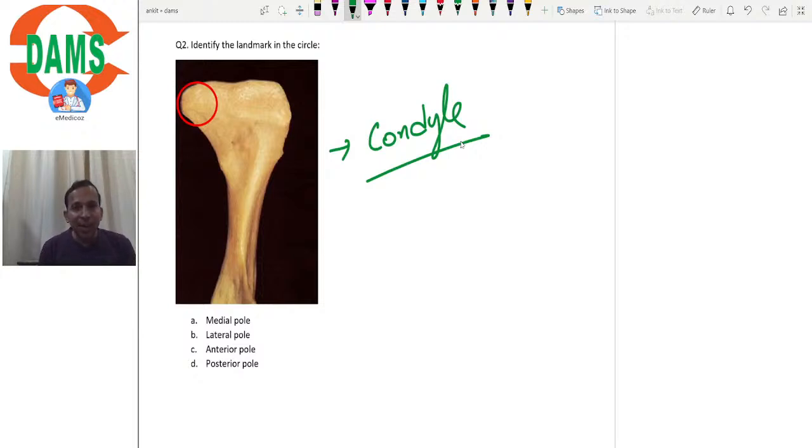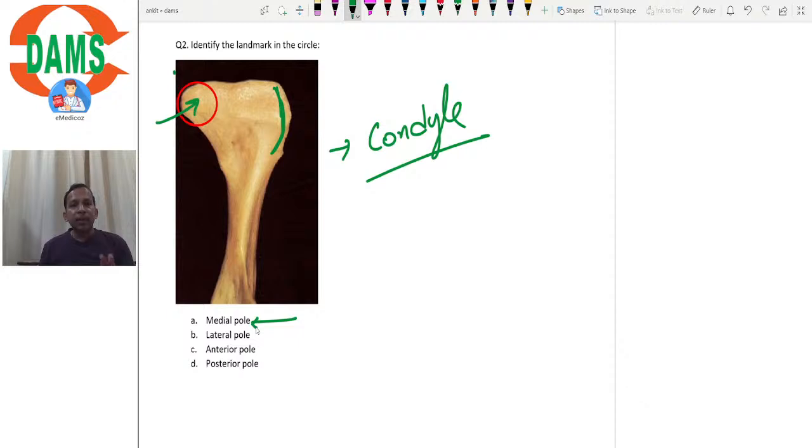So look at this diagram clearly and recall what we have studied in the class. Which pole of the condyle is the most prominent? We have studied in the class that the medial pole is the most prominent pole of the condyle. You can see here that the pole marked in this circle is quite prominent as compared to the other side. So the one marked in the diagram is the medial pole.